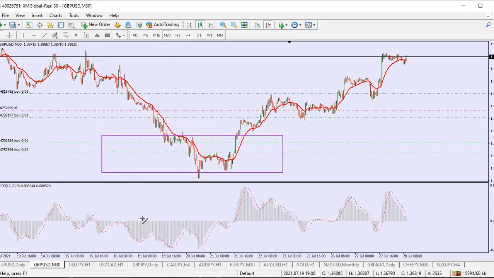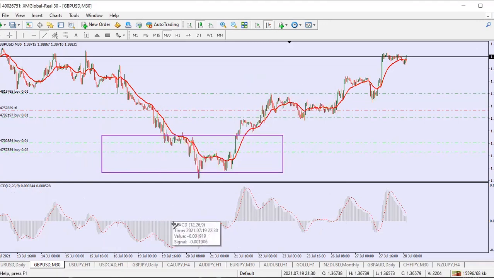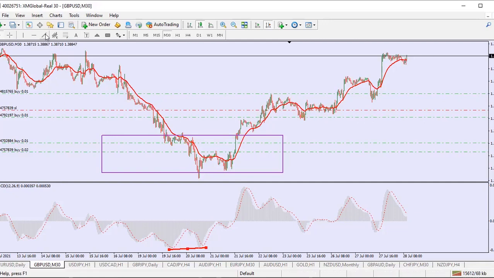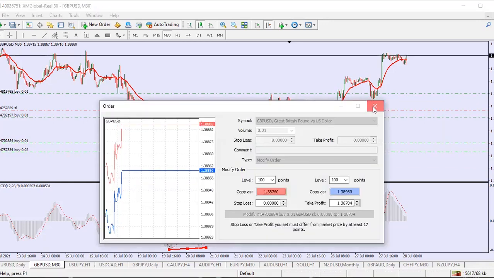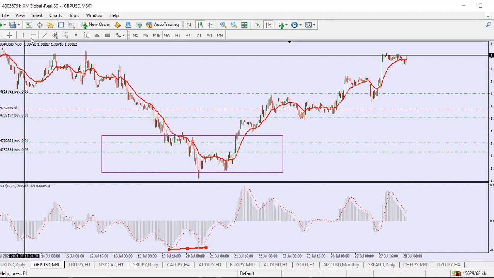Price is forming a divergence here. Price formed a divergence here. Price formed a divergence here. We have the divergence. Now, in having the divergence, what do we need to look for?